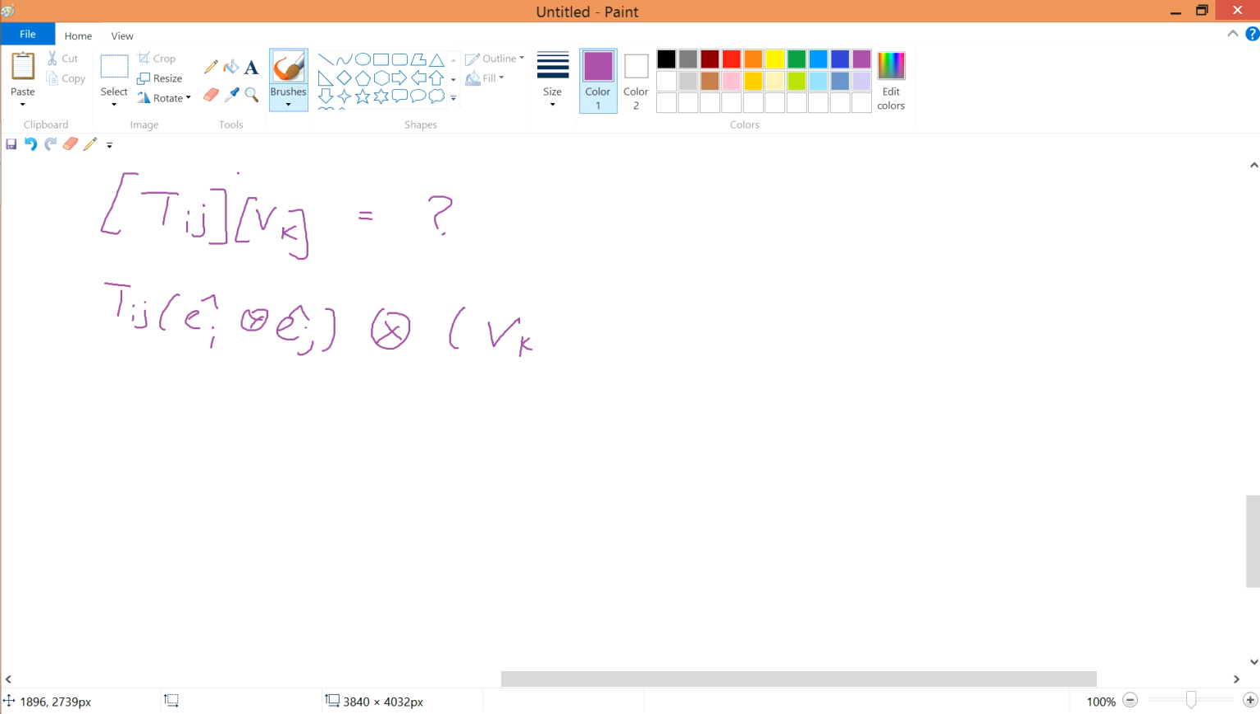actually this should be dyadic. I actually forgot to write it. So this is dyadic. So the question itself is Tij in the matrix dyadic product with a Vk. Anyway, so in this case Ek hat.